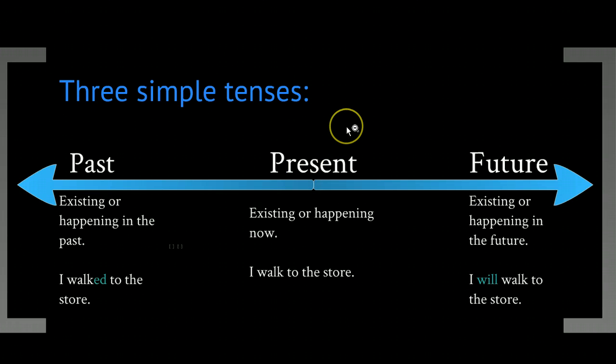And then we have a future tense. Now the future tense is going to be anything that will happen at one point in the future. Right? So it's going to exist or happen in the future. So I will walk to the store. So notice how we create the future tense by adding the helping verb will in front of the base verb. Okay, so if our base verb is to walk, we're going to add this helping verb will in front of to walk to create the future tense.